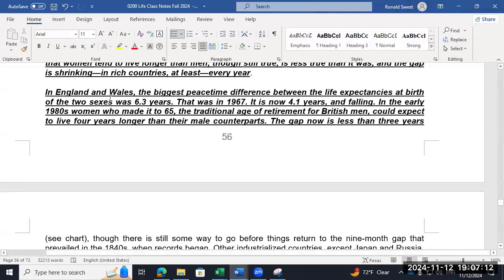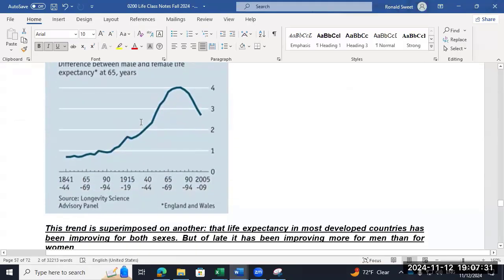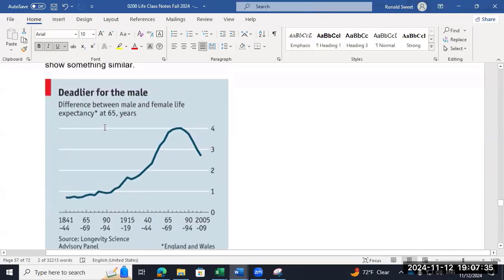The difference between life expectancies in England was 6.3 years in 1967. Now it's 4 years. In the early 1980s, women who made it to 65, the traditional age of retirement, could expect to live 4 years longer than their male counterparts. The gap is now less than 3 years. So you can see the gap is shrinking.